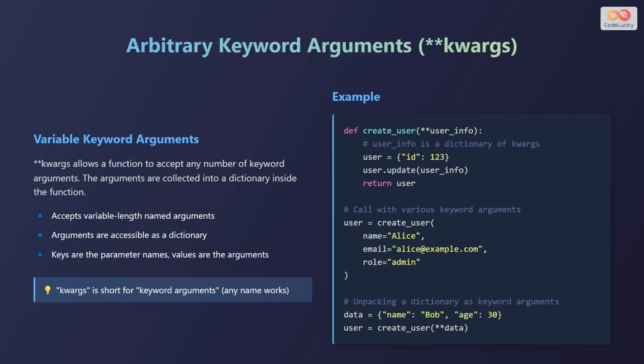Here is an example. We define a function createUser that uses **user_info to accept any number of keyword arguments. The function creates a user dictionary and updates it with the provided keyword arguments. We can call it with various keyword arguments, and it will create the user profile. We can also unpack a dictionary as keyword arguments using a double asterisk.